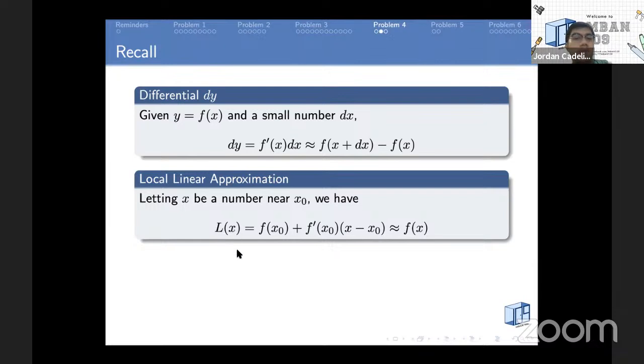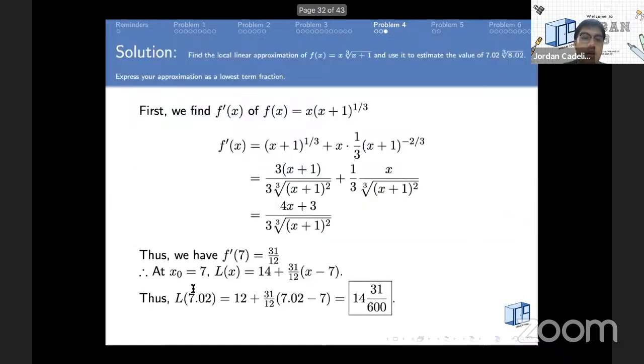So, ang approximate value L of x is equal to f of x plus f prime of x times x minus x naught. So now, with this, we can solve the problem. So first, we must find f prime of x ng ating f of x. F of x equals x times x plus 1 raised to 1/3. So bale, to get this, we find the derivative. So mangyayari, product rule lang yan.